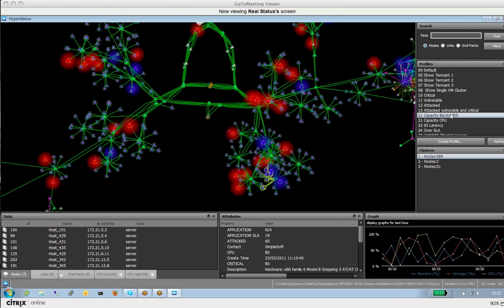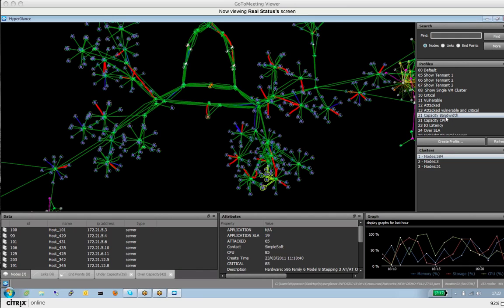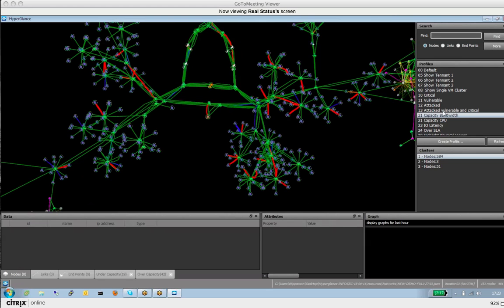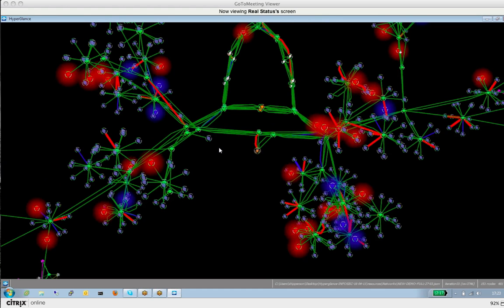So here I've selected a bandwidth filter. And what that's showing is on the linking. I've said once again, red is bad and blue is under capacity. We can combine those as well. So here we can see, for example, CPU and bandwidth, so you can get a really good idea of the heat map for capacity management, for troubleshooting and that kind of thing as well.